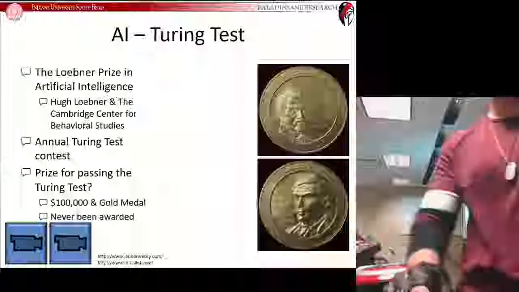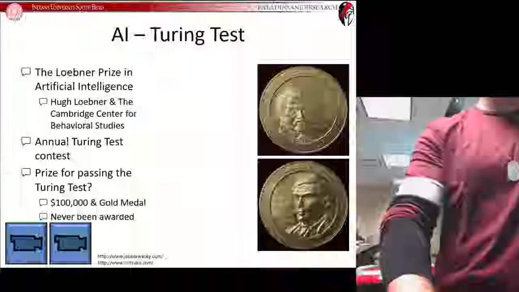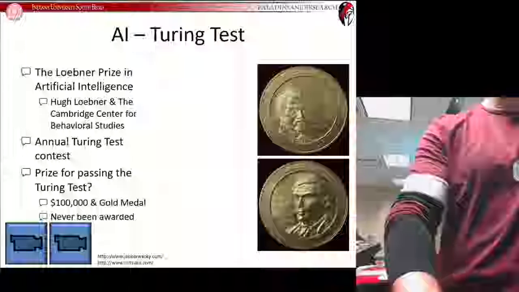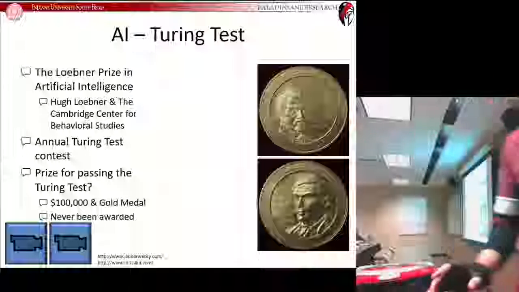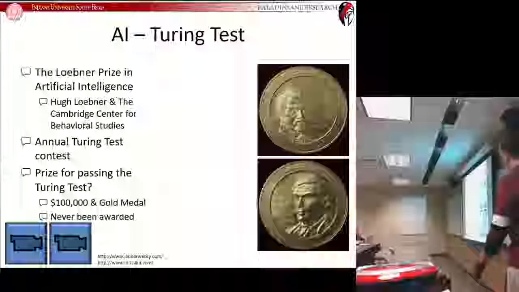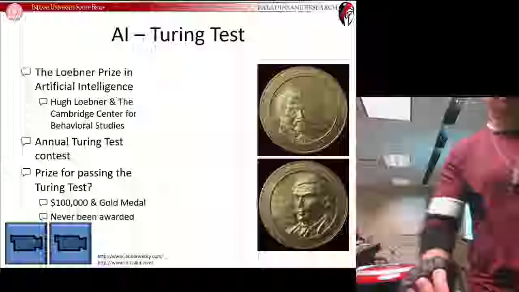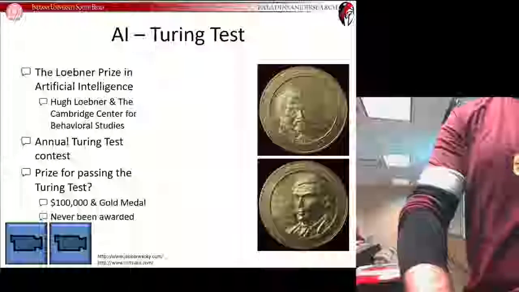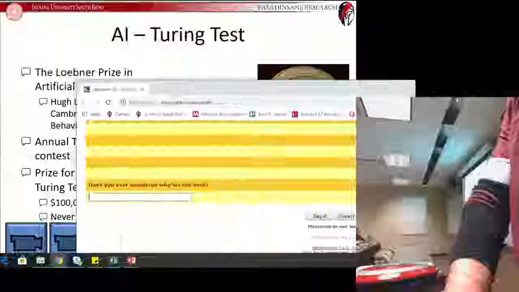So one thing that I wanted to just point out, we got two links here that you can check out. One is for Jabberwocky and one is for Mitsuku. These are actually two programs that have been submitted for the Loebner Prize. And I'll just open up Jabberwocky here so we can take a look at what it's all about.